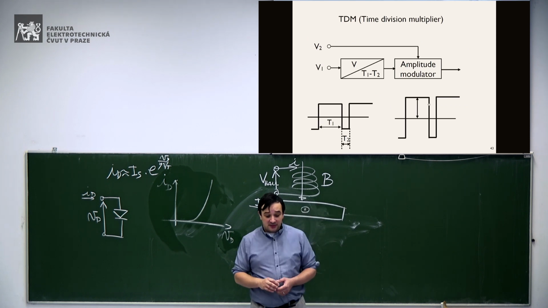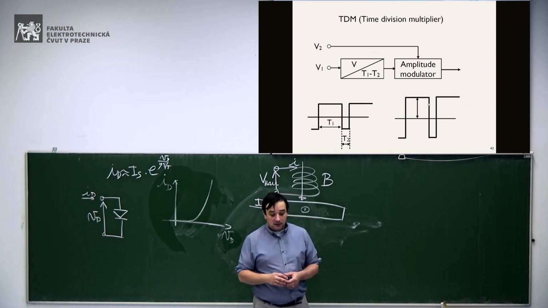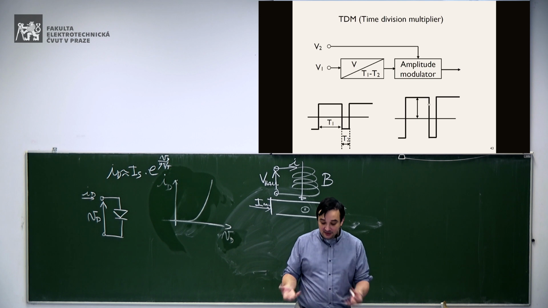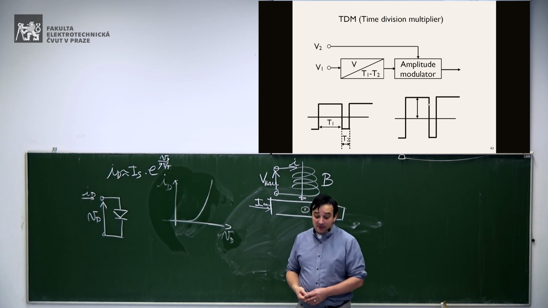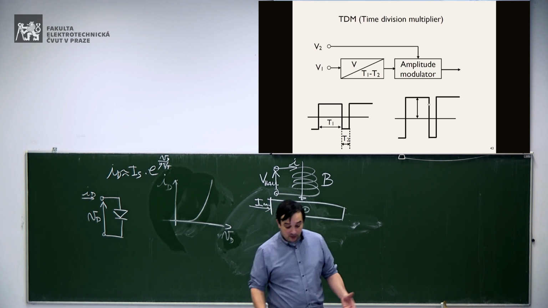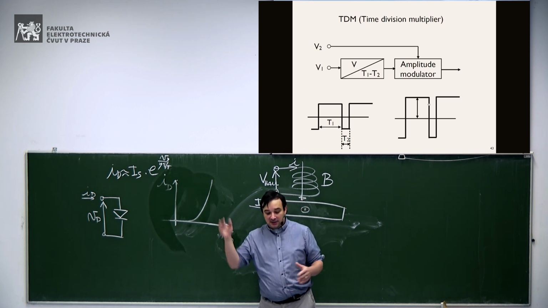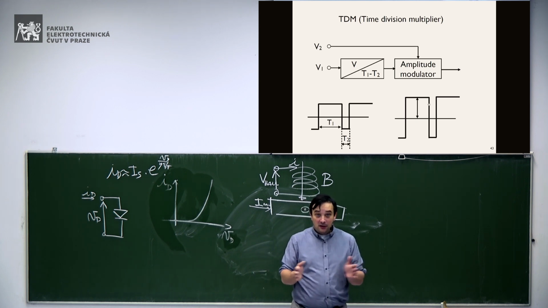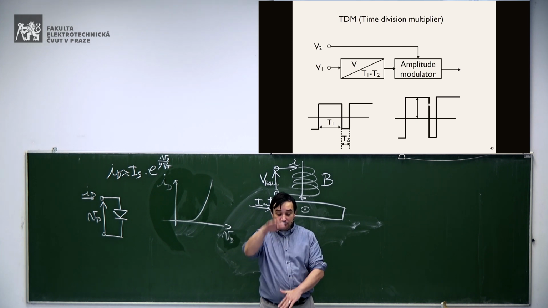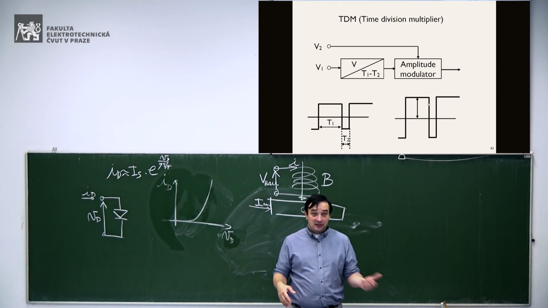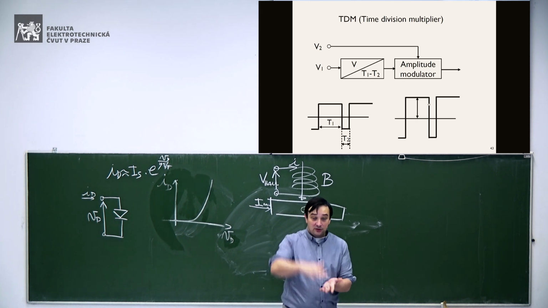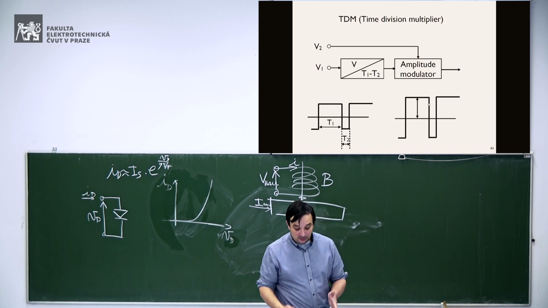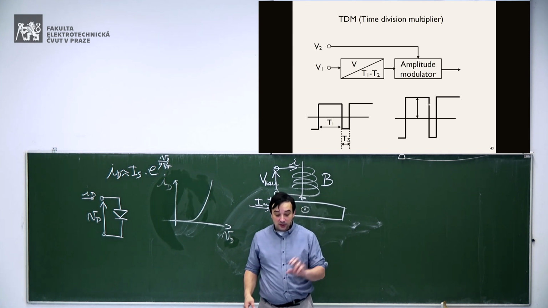Then there is a time division multiplier. There are several circuits for how to make this time division multiplier in practice. The principle is that you create a square wave, or in some circuits a triangular wave, where you change the duty cycle with one signal, and then change the amplitude with the other signal. So at the end of the day, the average value depends both on the amplitude, one signal, and on the duty cycle, okay?